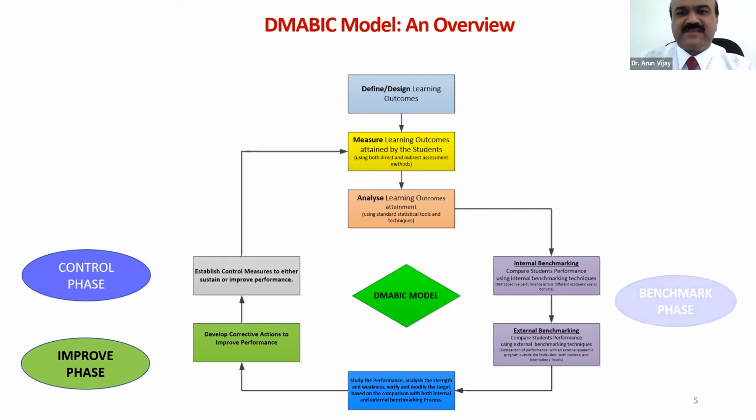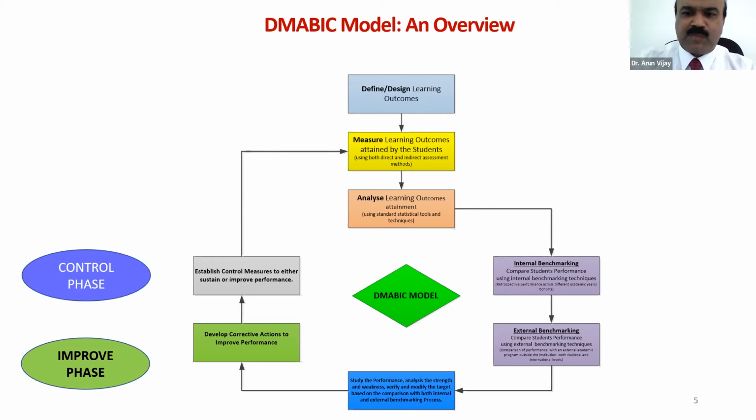In the benchmarking phase, we do 2 types of benchmarking: internal benchmarking and external benchmarking. Internal benchmarking is assessing our own performance, a retrospective assessment of how the learning outcomes are attained by the students. It may be year-to-year performance. If a parallel program exists inside the institution, we compare it. External benchmarking is where we compare ourselves with a program offered in another Saudi university or an international university, by means of which we are able to adapt good practices to improve performance.